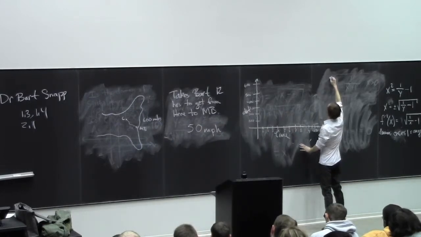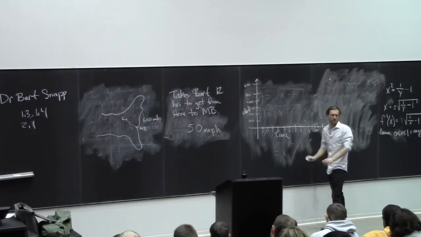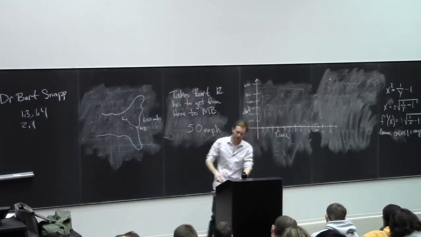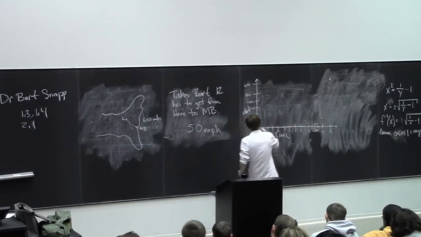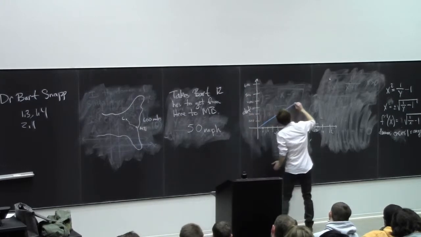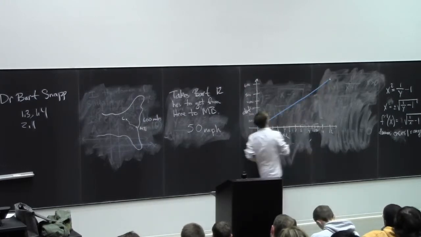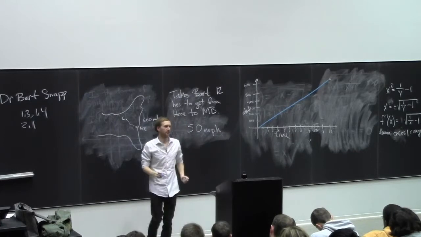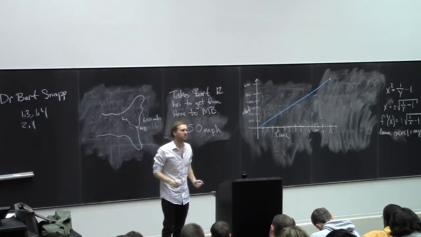That looks right about there. Is that right? I can't really tell. Looks about right. And if I drove at 50 miles per hour, my path looks like this. There we go. All right? Is that a realistic description of how you might drive to Myrtle Beach, South Carolina?